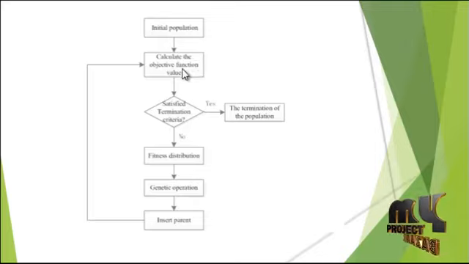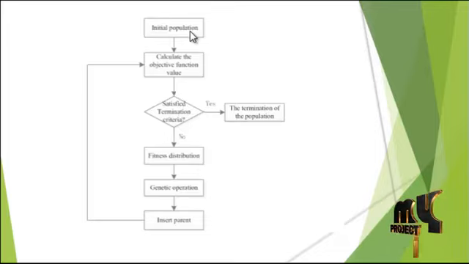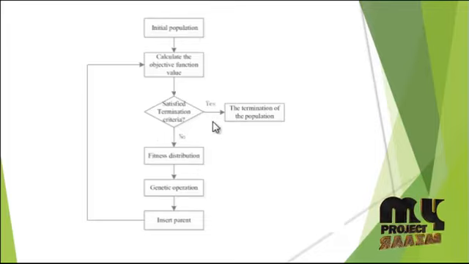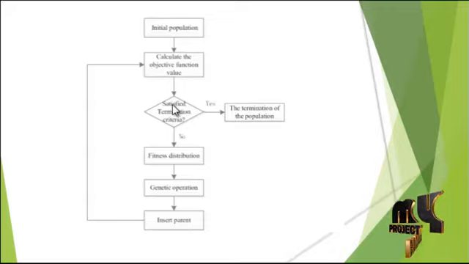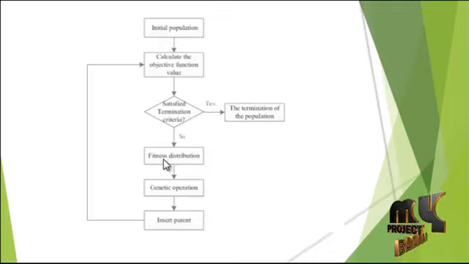This block is passed to some conditions given as criteria. Sometimes we can satisfy them or not; if not, we process through again and call the population initialization, so we continue the looping process. When the satisfaction is completed, it goes to the population termination. Else the fitness function is distributed.